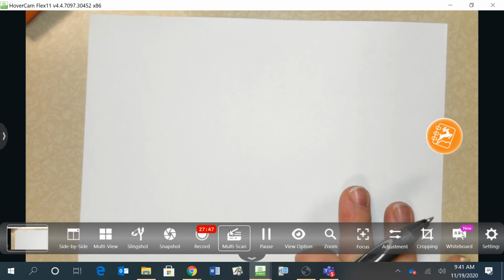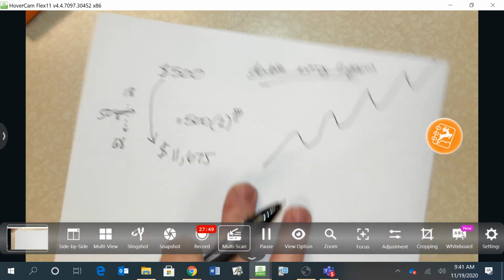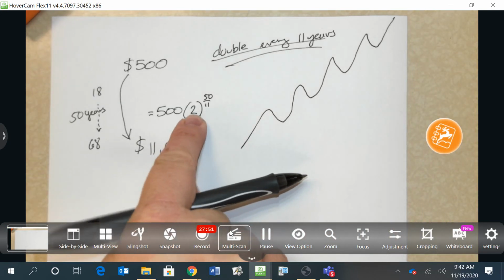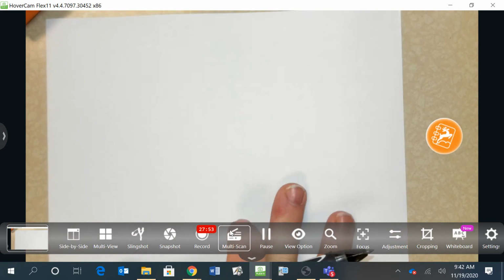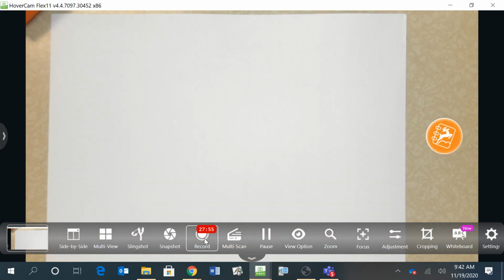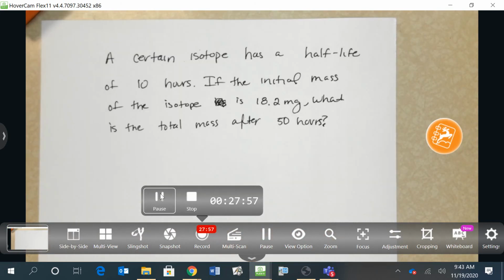Okay, we're going to do the same thing now, and we're going to talk about half-life. So the last two problems we've had exponential growth. We're going to talk about what if we have decay? What would that look like? A certain isotope has a half-life of 10 hours. If the initial mass of the isotope is 18.2 milligrams, what is the total mass after 50 hours?